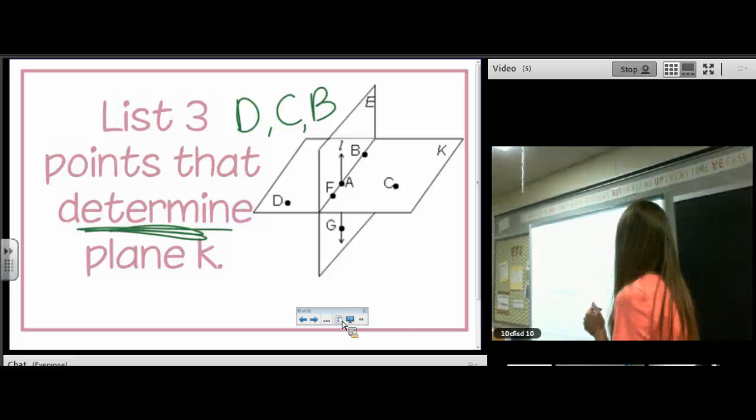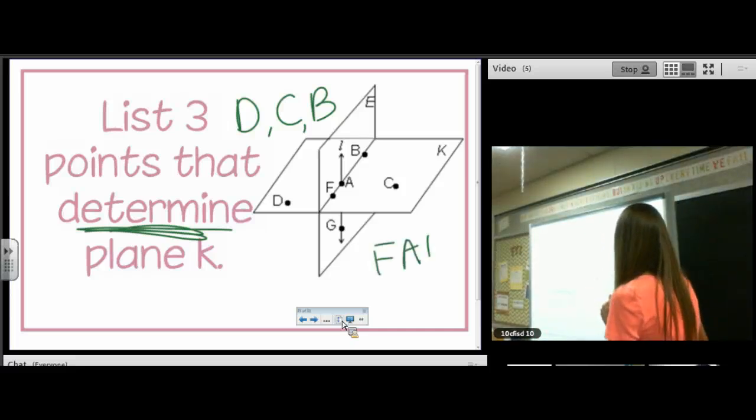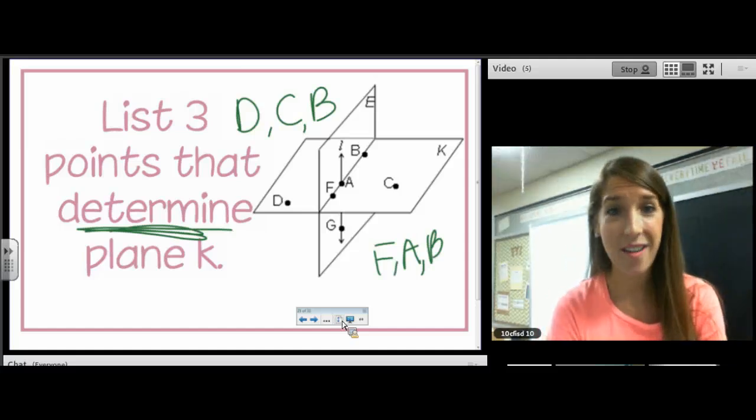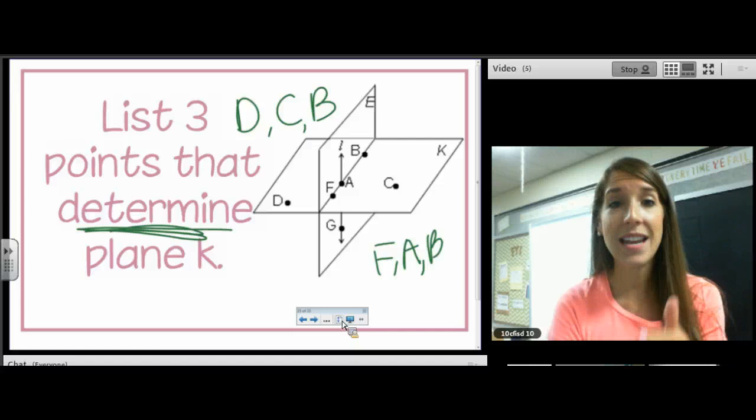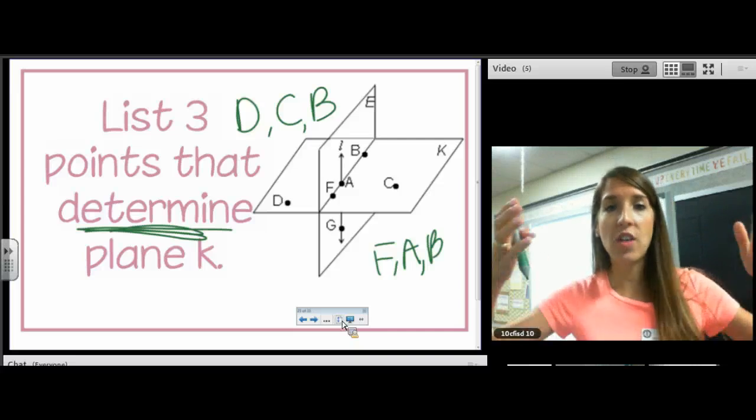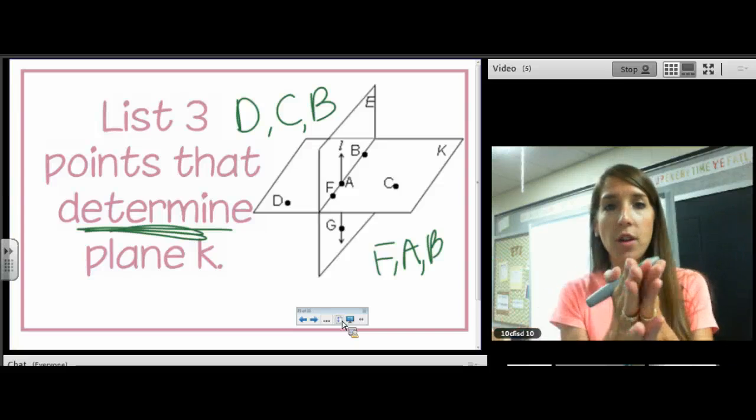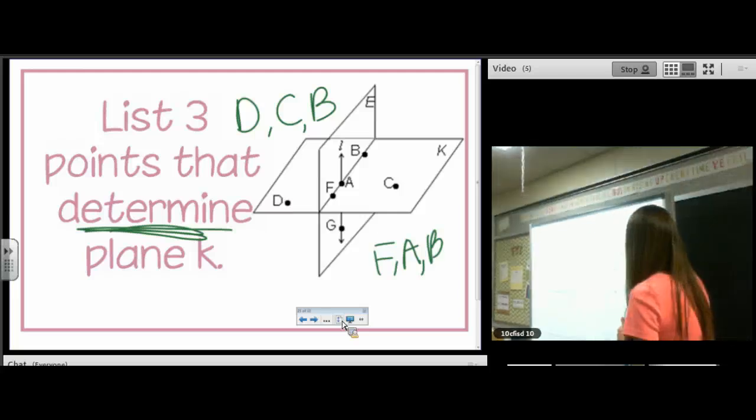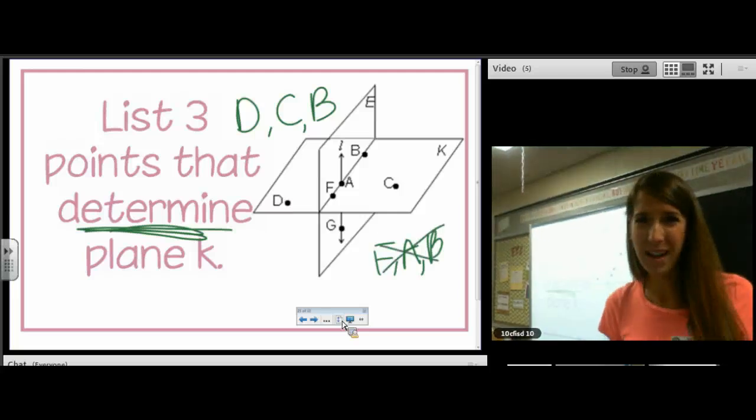So could you have answered F, A, B? Those points determine plane K. No, because you can't name collinear points. And I want you to think of a tripod. If I took the legs of a tripod and I put them all in a row, it would fall over. So you can't pick 3 points all in a row, but other than that, you can pick any 3 points.